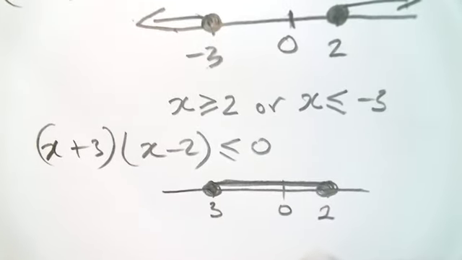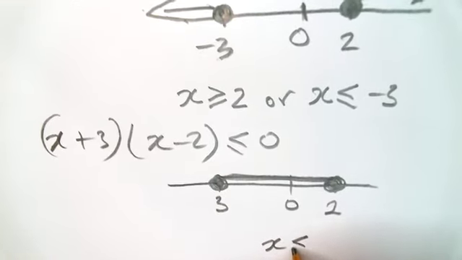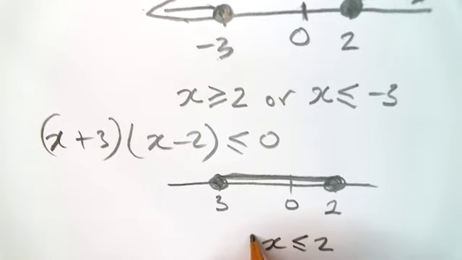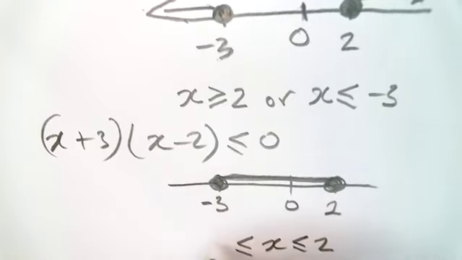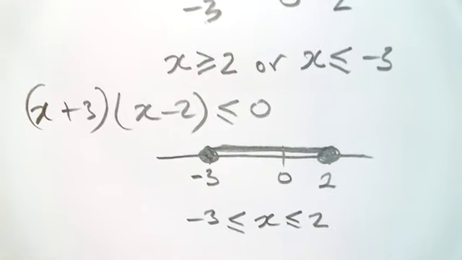So that's how we would draw that number line, or how we're going to do this, or x in this case is going to be less than or equal to 2, and greater than or equal to -3. So that's how we would state that particular identity.